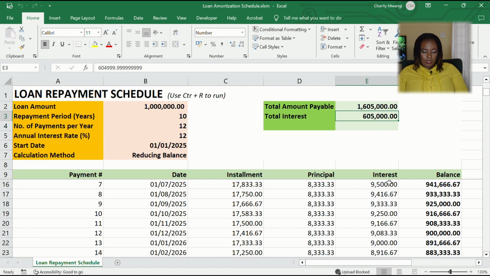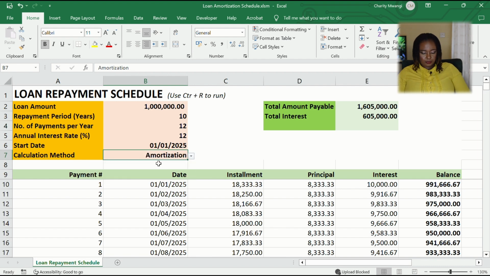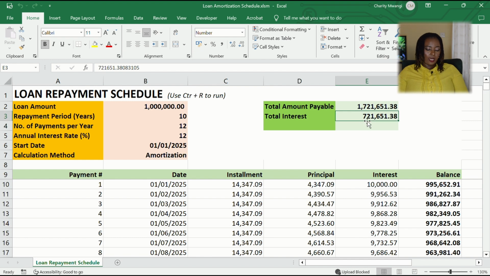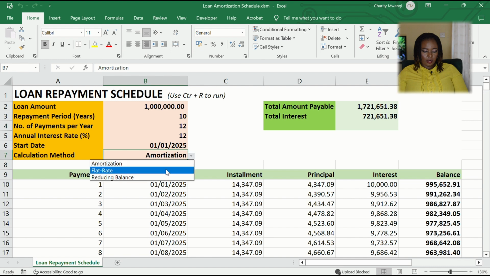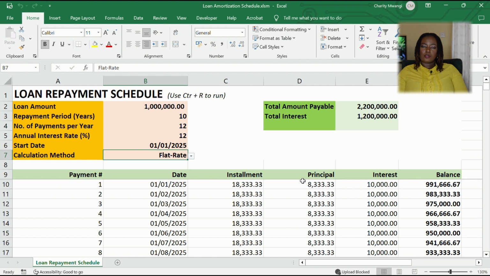So let's change this and see. If we do amortization, we'll pay 721. You see the way it's changing? Then let's do flat rate. This one will be very high. You'll end up paying total interest that is even more than the loan that you took. You'll end up paying 1.2 as the total interest.